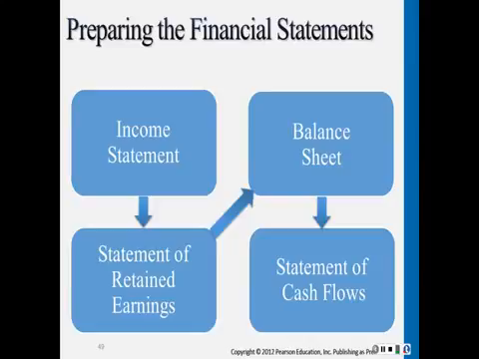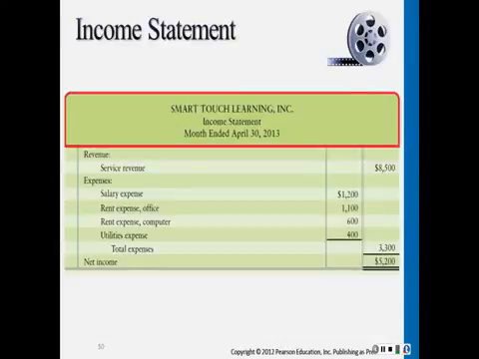The income statement is the first statement that can be prepared because the other financial statements rely upon the net income of this. So if you'll notice, we have who, what, when at the top: Smart Touch Learning, income statement, month ended April 30th, 2013. The income statement, also called a statement of earnings or a statement of operations, presents a summary of a business entity's revenue and expenses for a time period, such as a month, a quarter, or a year.